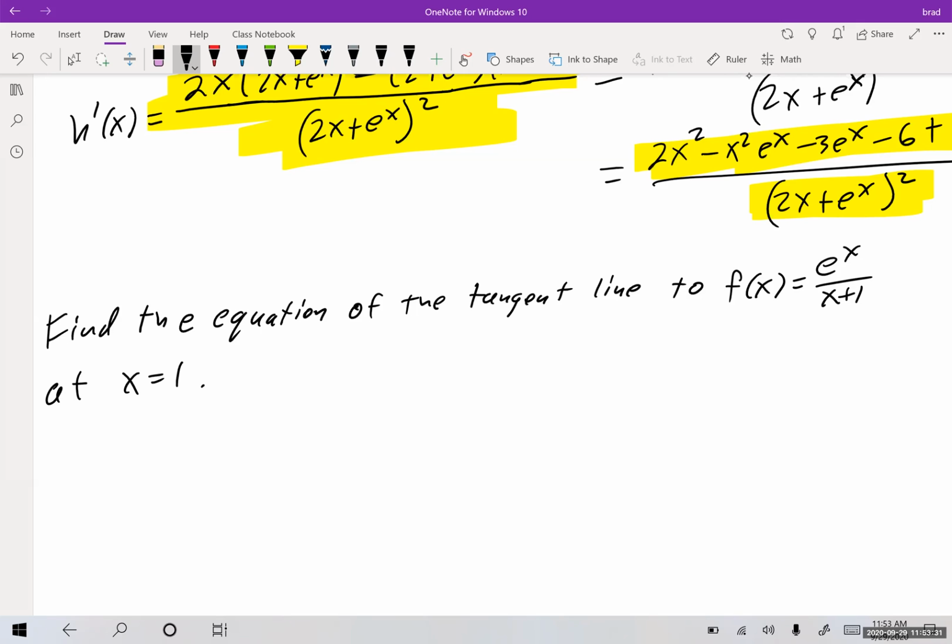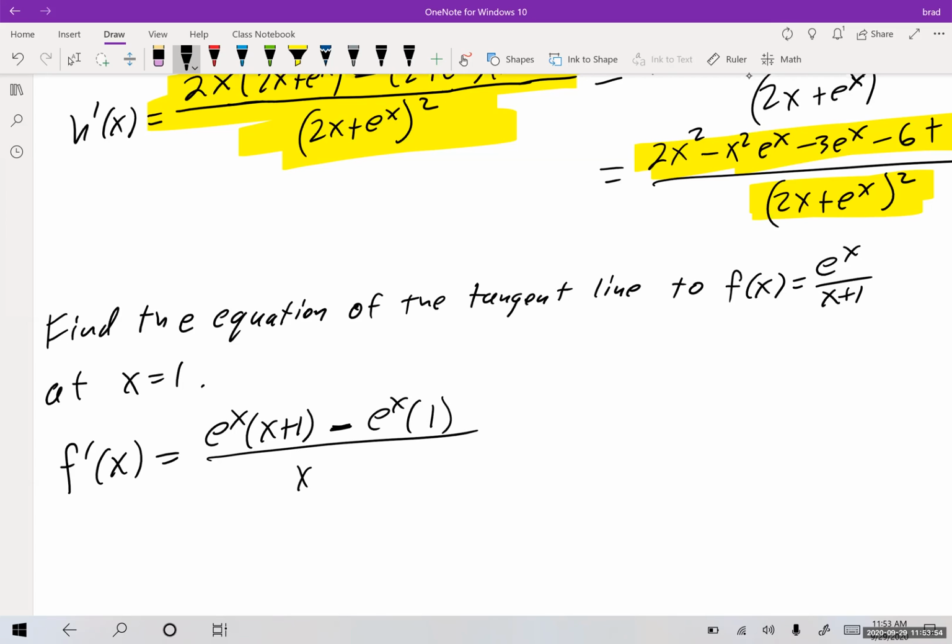So again, this is calculus code for if they ever ask you to find the equation of the tangent line, the first thing you have to do is find the derivative. So I need to find f prime because the derivative will help me find the slope of the tangent line. And this will become e to the x, so the derivative of the numerator, rewrite the denominator, minus rewrite the numerator, derivative of the denominator, which is 1. And then we have x plus 1 quantity squared, okay?